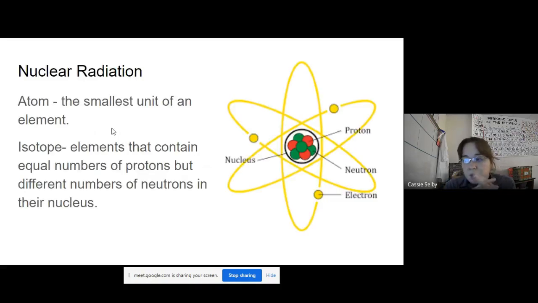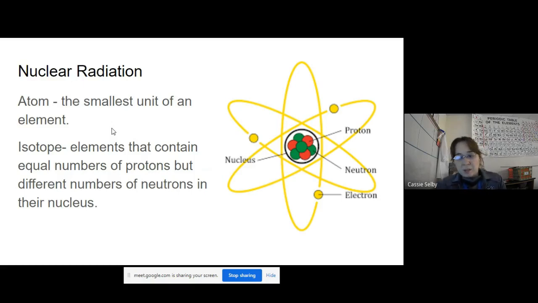So nuclear radiation is basically an atom breaking apart, or two atoms coming together to make a larger atom. So it's either one atom breaking into two atoms, or two atoms coming together to make a larger atom. And in the process, the energy that is emitted from the binding of the atoms or the breaking apart of the atoms is what becomes the radiation.